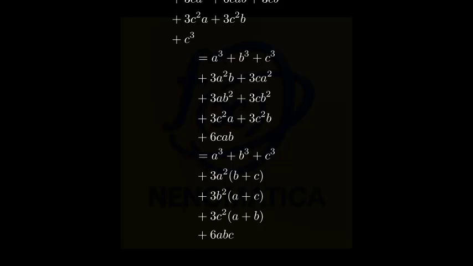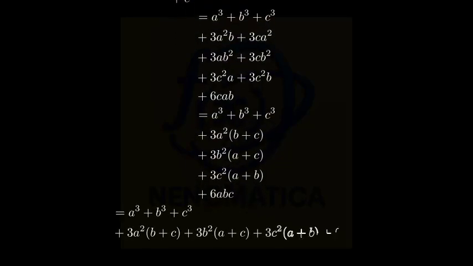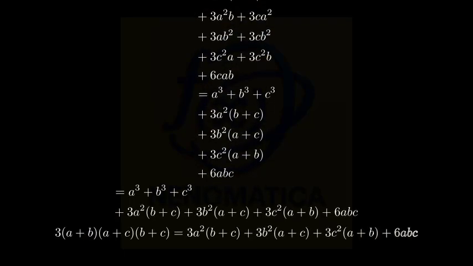For our final step, we need to recognize an important pattern. Let's focus on the terms besides the cubes. We have 3a²(b + c) + 3b²(a + c) + 3c²(a + b) + 6abc. With some algebraic manipulation, we can recognize that this equals 3 times the product of (a + b), (a + c), and (b + c). To verify this, we can expand the expression 3(a + b)(a + c)(b + c) and confirm it equals all our remaining terms.